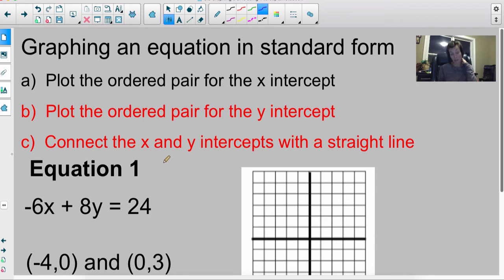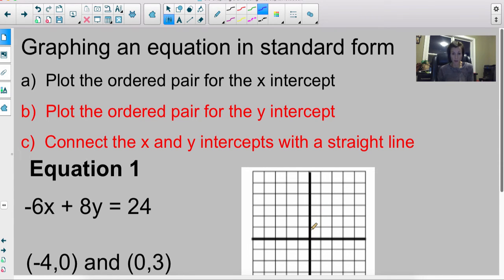so graphing an equation in standard form: plot the ordered pair for the x-intercept, plot the ordered pair for the y-intercept, connect the x and y-intercepts with a straight line. So this is the equation that we had a couple slides ago. -6x + 8y = 24. We found (-4, 0) and (0, 3) to be our intercepts. So we're going to plot them and then connect them with a straight line.